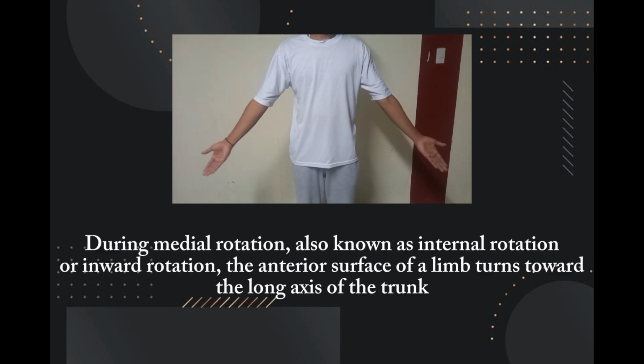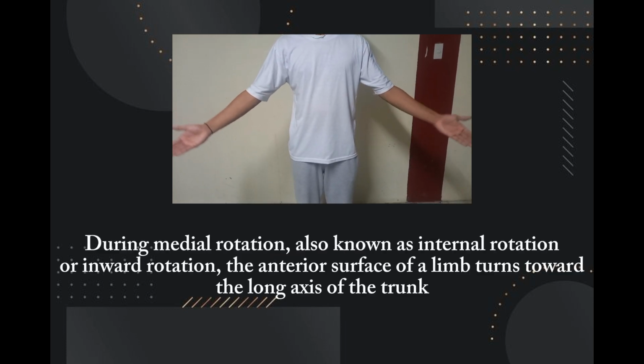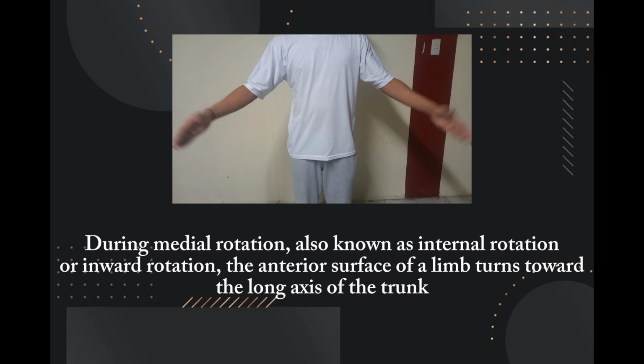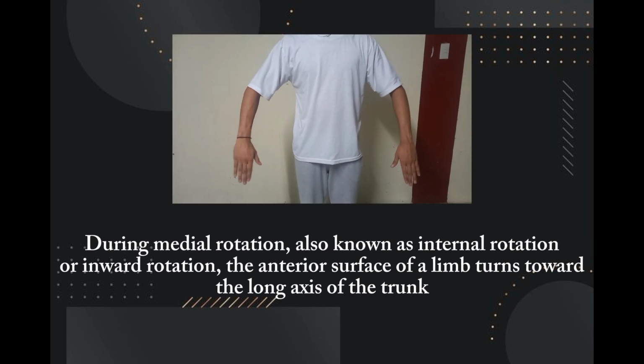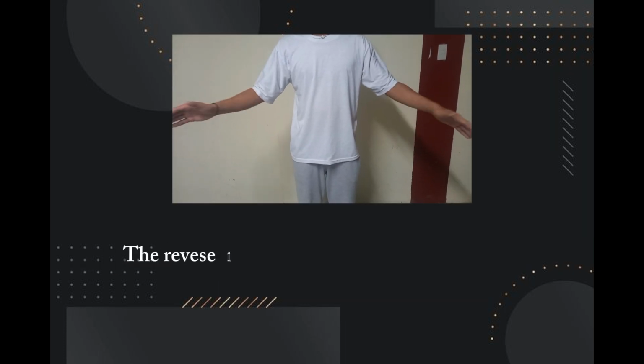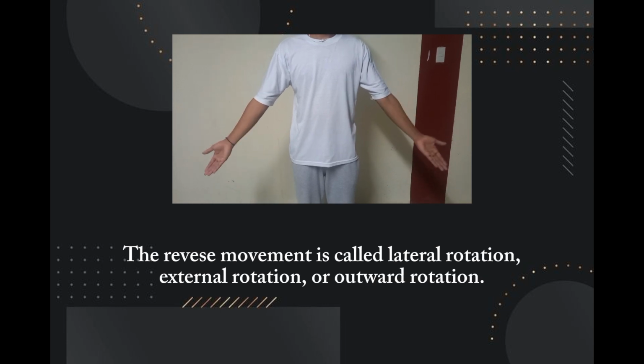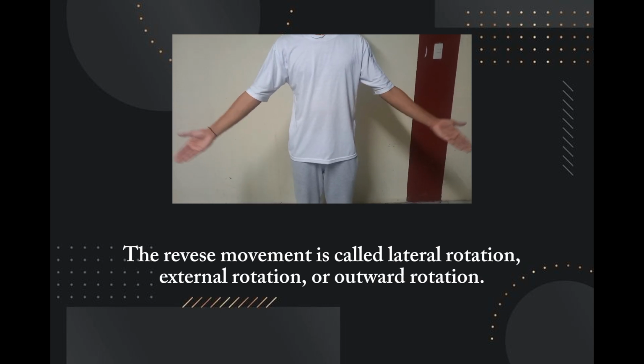During medial rotation, also known as internal rotation or inward rotation, the anterior surface of a limb turns toward the long axis of the trunk. The reverse movement is called lateral rotation, external rotation, or outward rotation.